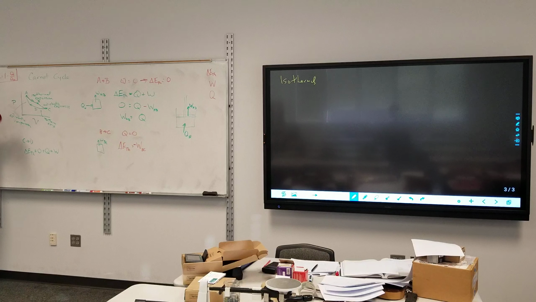My volume is shrinking, which means the piston is coming back down. So work is being done on the system. So this would be equal to Q plus WCD. And so Q in this process right here, energy is coming out. So we have some excess heat that we're getting rid of, and work is being done on it, CD. So QC is equal to negative WCD.